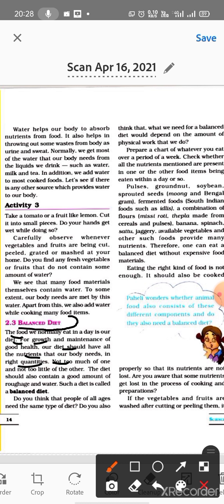It should be in right quantity. The diet should also contain a good amount of roughage and water. Such a diet is called balanced diet.